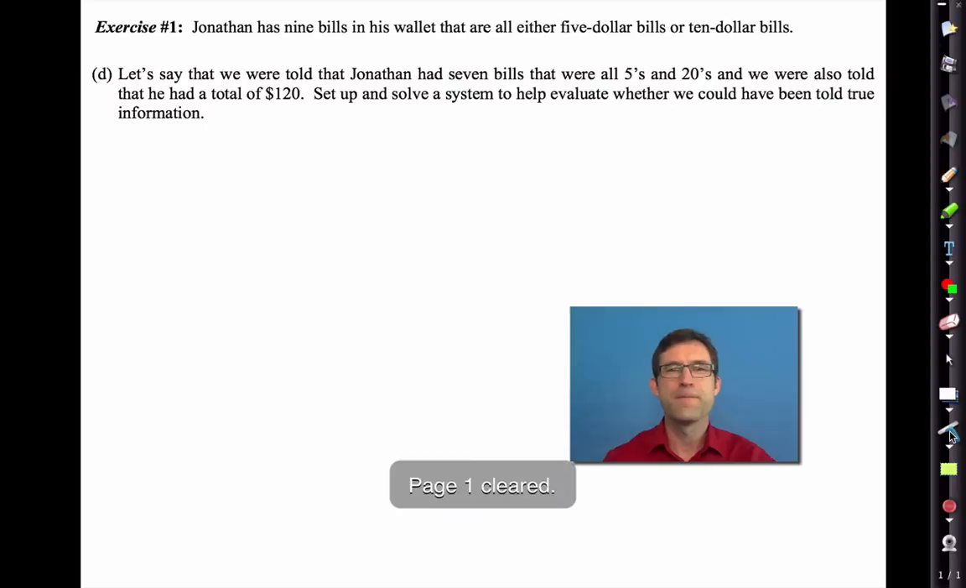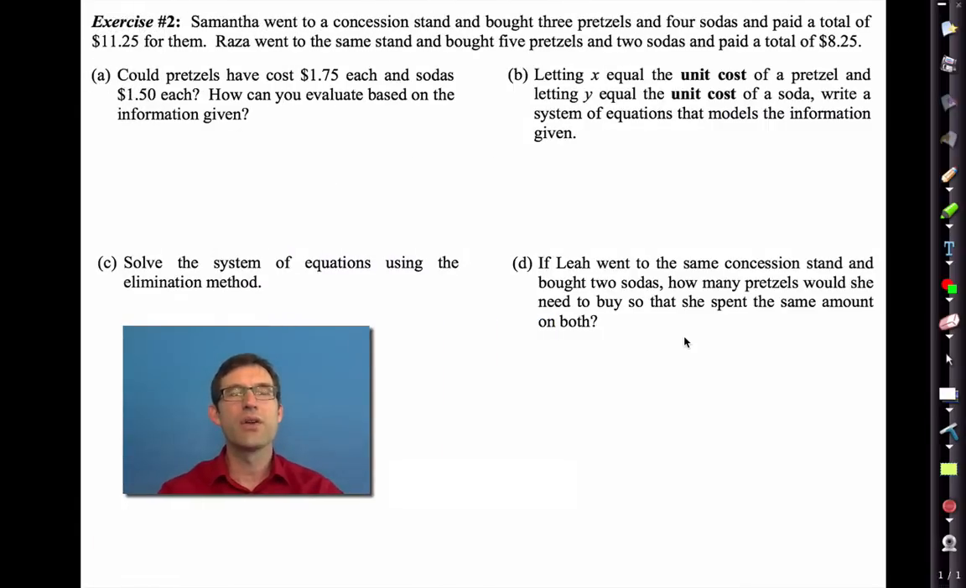All right, here we go. Let's do some more. All right, let's take a look at exercise number 2. Samantha went to a concession stand and bought 3 pretzels and 4 sodas and paid a total of $11.25. Raza went to the same stand and bought 5 pretzels and 2 sodas and paid a total of $8.25. All right, so we're being given some information about a particular concession stand. Letter A is kind of a cool question. It said, could the pretzels have cost $1.75 each and the sodas $1.50 each? How can you evaluate based on the information given?